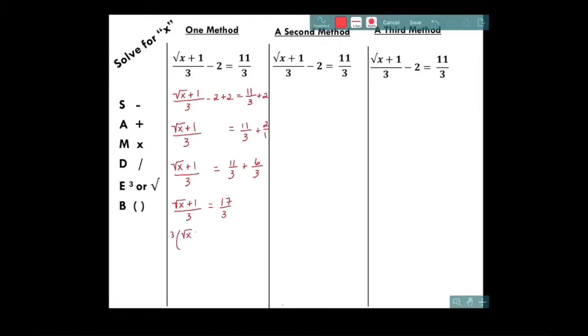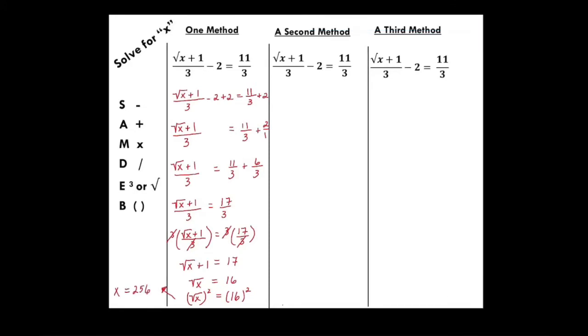And at this point we see that both sides have a denominator of 3, so if we multiply each side of the equation by 3, the denominators will cancel, and we have root x plus 1 equals 17. We can subtract 1 from each side, and then square the left side and square the right side to get x equals 16 squared, which gives us 256.